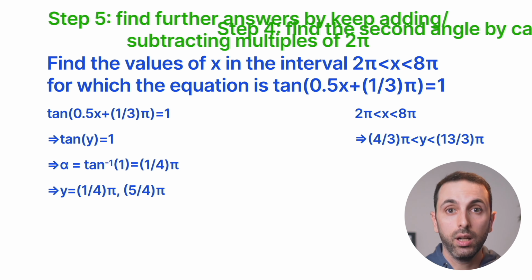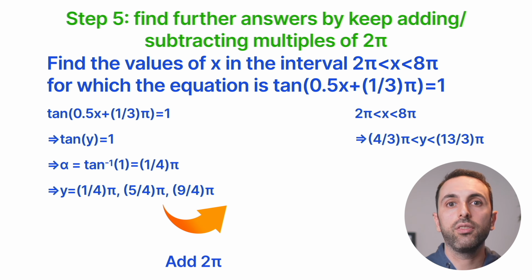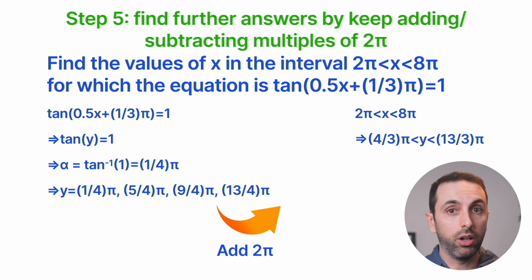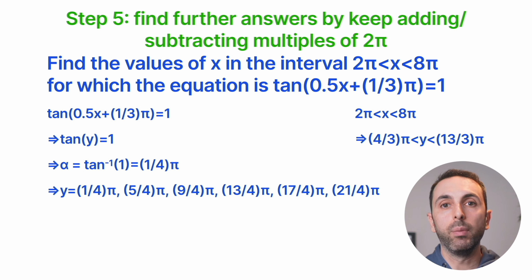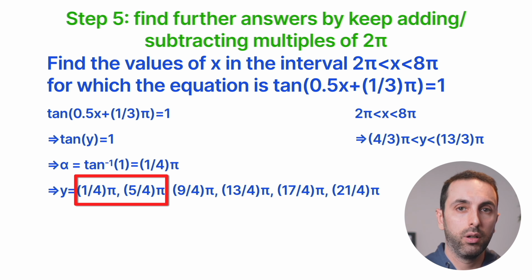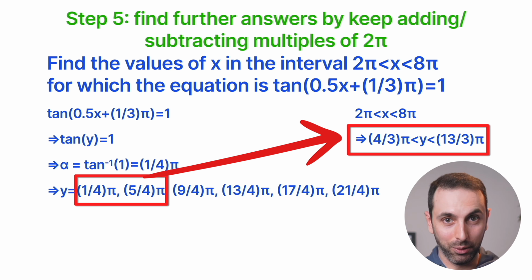Looking at the fifth step, I'm going to just keep adding multiples of 2 pi to each value in the pair over and again until we find a value outside our converted bounds. And it should be clear that we don't need to subtract 2 pi from each value in the pair, bearing in mind that they're already outside the bounds.